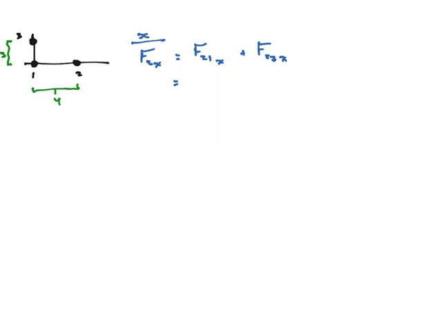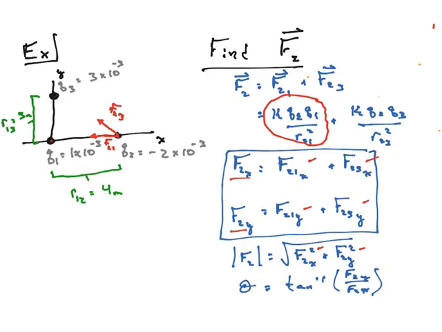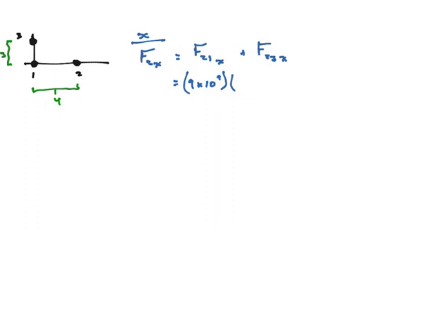Okay, so what's the force on 2 due to 1? Well, I know it's 9 times 10 to the 9, that's the k, times the charge 2, minus 2 times 10 to the minus 3. Again, we don't put the negatives in, so it's just 2 times 10 to the minus 3. And then charge 1 was 1 times 10 to the minus 3, divided by the distance from 1 to 2, well, that total distance is 4, and that's squared.